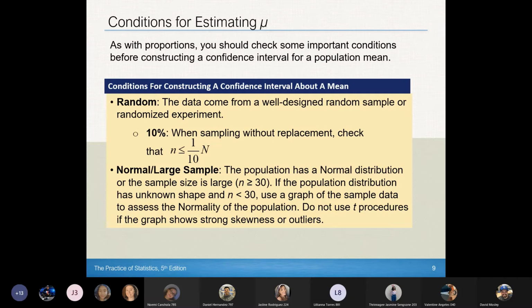From what I've been told and what I've read, if you're being asked to assess the normality, it will be apparent that either it doesn't really have a skew and doesn't look like there are outliers, or it's going to be super obvious that it's skewed and that there might be outliers. So these are our conditions.